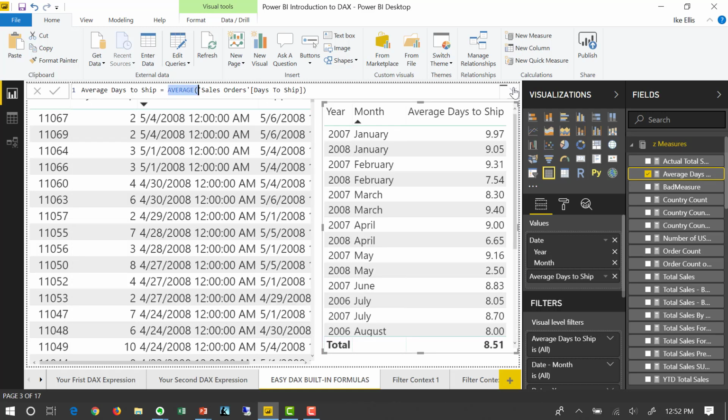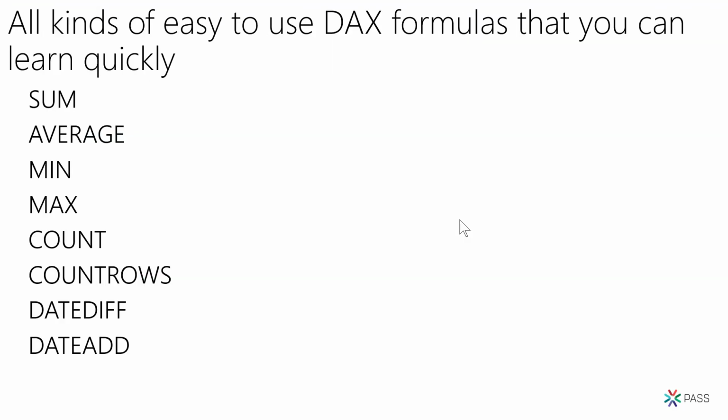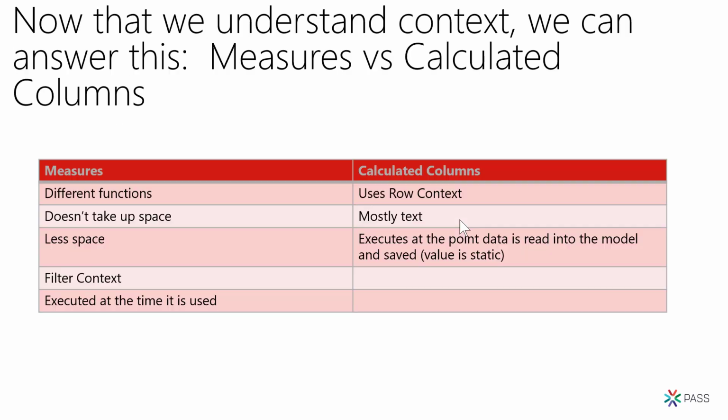And you can see that in January, my average days to ship were 9.9. In January 2008, it was 9.05. This is pretty long, 9 days to ship, but my sample data is shipping bicycles. So, bikes take a long time to assemble and then get out the door, right? Okay, so now that you know those DAX calculated columns and measures, you can use a lot of other built-in functions in your DAX formulas. You can use sum, average, min, max, and so forth.